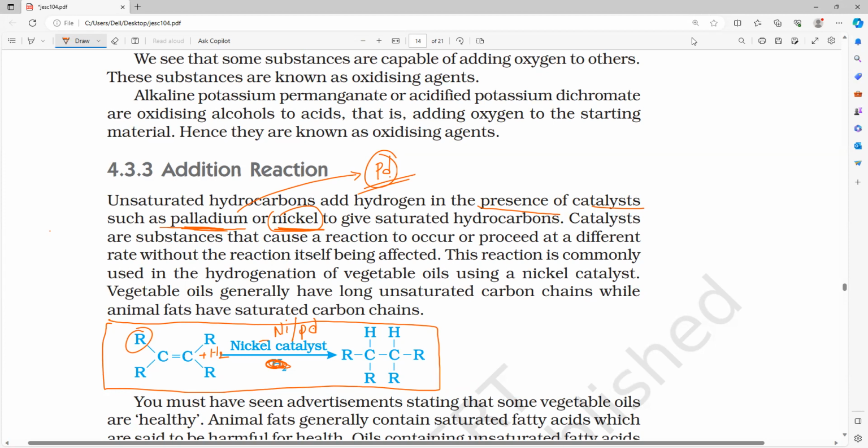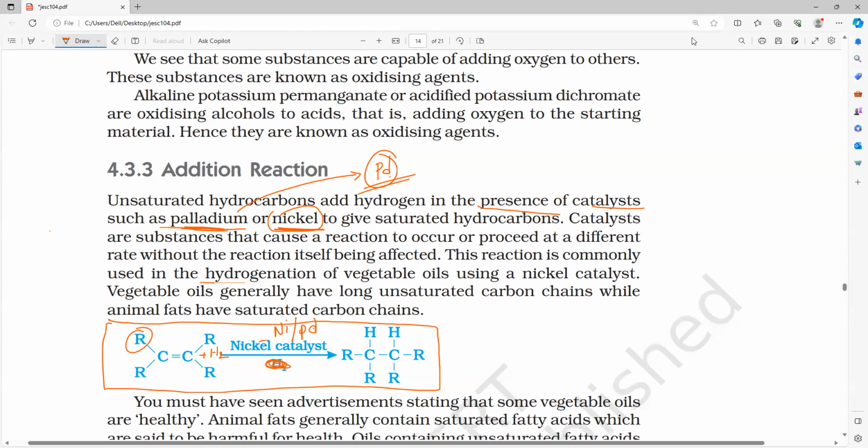But what state are they in at room temperature? All the vegetable oils, what state at room temperature? Liquid state. Just by adding hydrogen, we can convert them into solid or semi-solid at room temperature. That is called hydrogenation of oils.